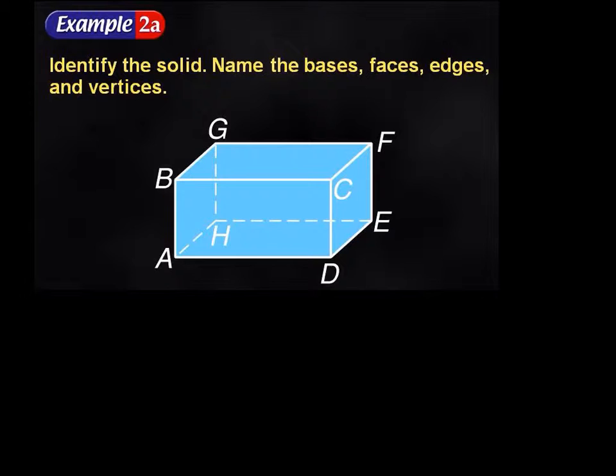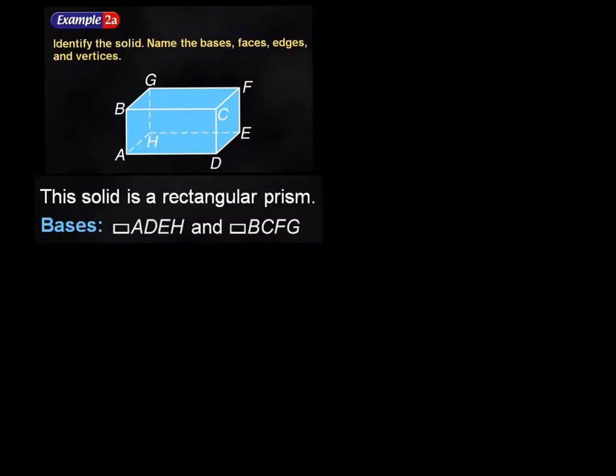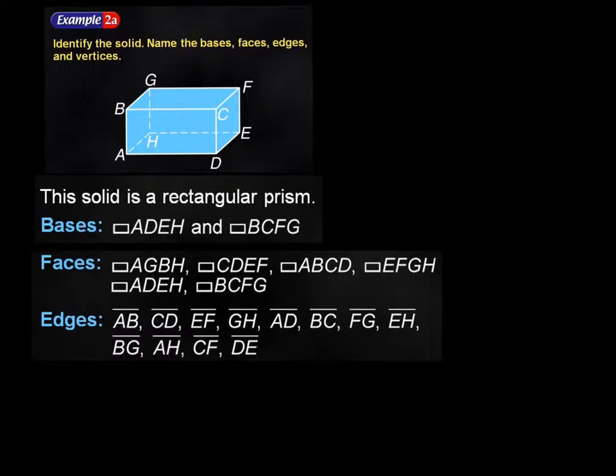Identify the solid, name the bases, faces, edges, and vertices. This solid is a rectangular prism. The bases are rectangle ADEH and rectangle BCFG. The faces are made up of these 6 rectangles listed: rectangle ABGH, rectangle CDEF, rectangle ABCD, rectangle EFGH, rectangle ADEH, and rectangle BCFG.